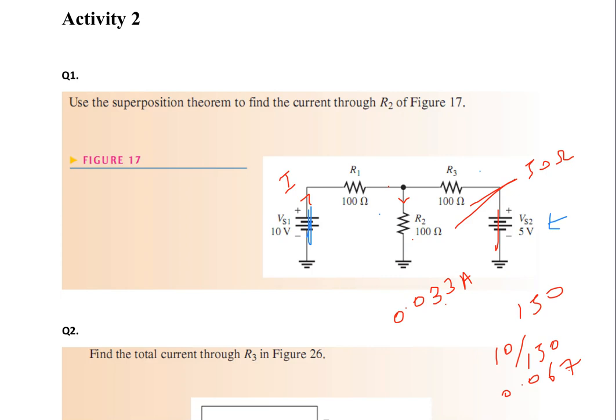So then what will be the total current this time? The direction should be, guys, this should be the direction, because plus to minus. So this one should be this direction. So then what will be the current? It should be 5 divided by 150. You guys agree? So it's just 0.033 recurring. Yeah, that's correct.